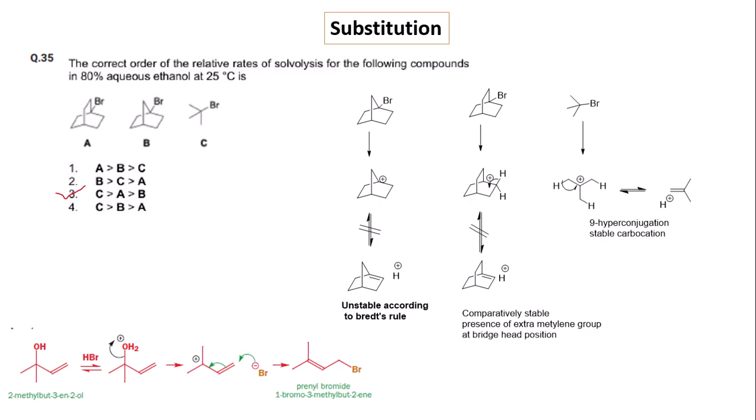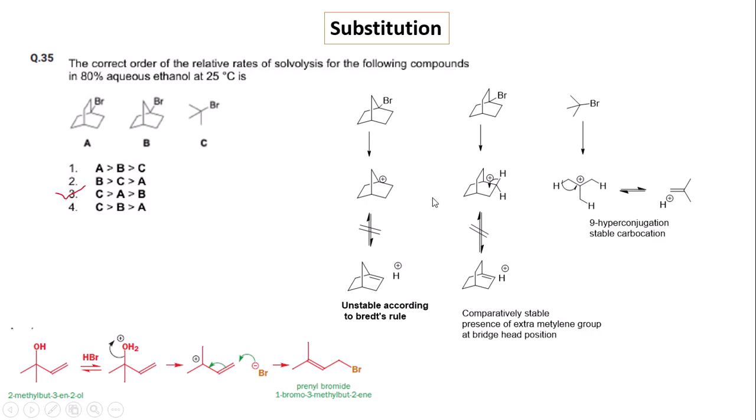This is the correct order of the relative rate of solvolysis for the following compounds in 80% aqueous ethanol at 25 degrees centigrade. Here different types of bromide substituents are present, where the rigid bromides are A and B. After the formation of the carbocation, the rigidity appears, and the positive charge is present at the bridgehead position, which is contrary to our carbocation stability rules, and comparatively less stable.